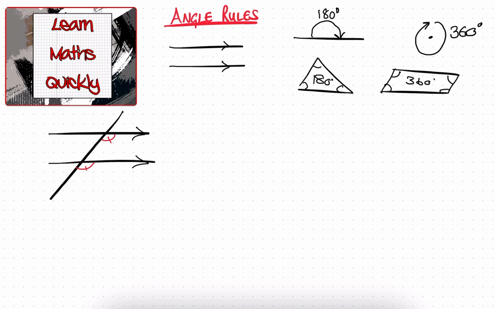Now, the way I remember that is that it creates a big F. So if I highlight the F here, the bottom parts are equal, and so are the top part of that line. That blue one is equal with the other blue one, and the red one is equal with the other red one. So I like to call that, because it creates an F, I call it a fangle.